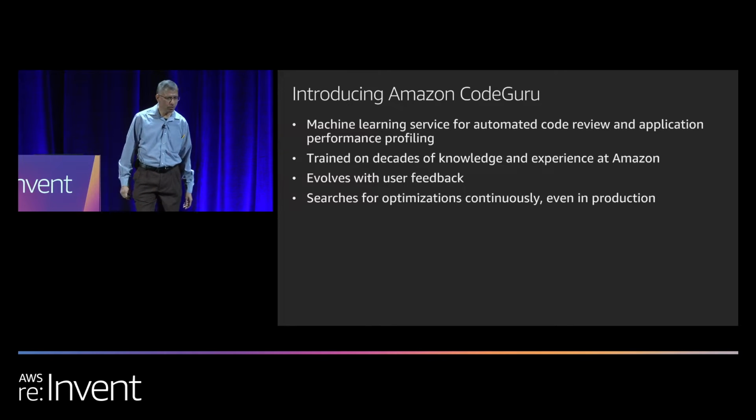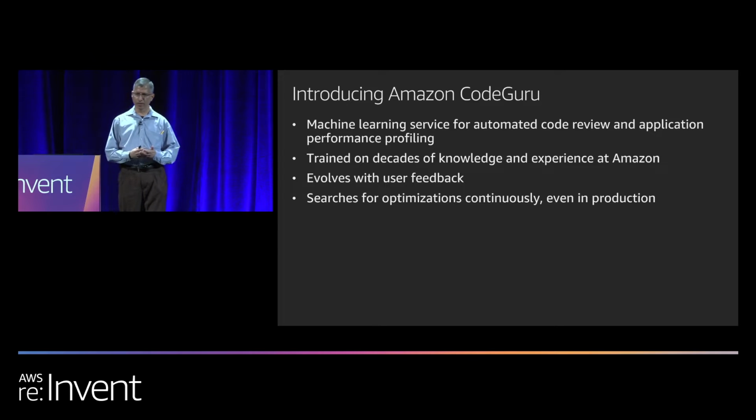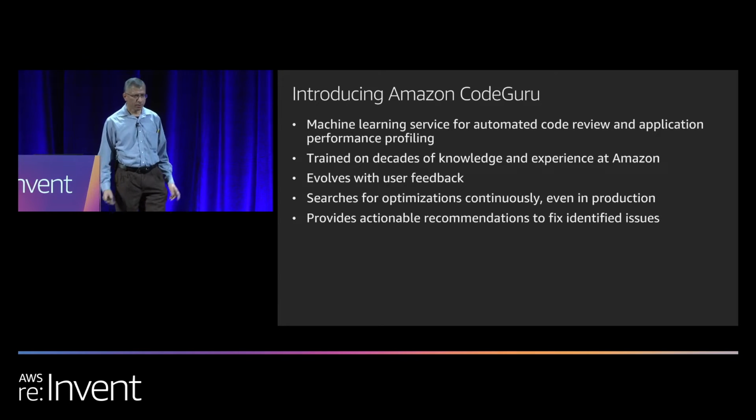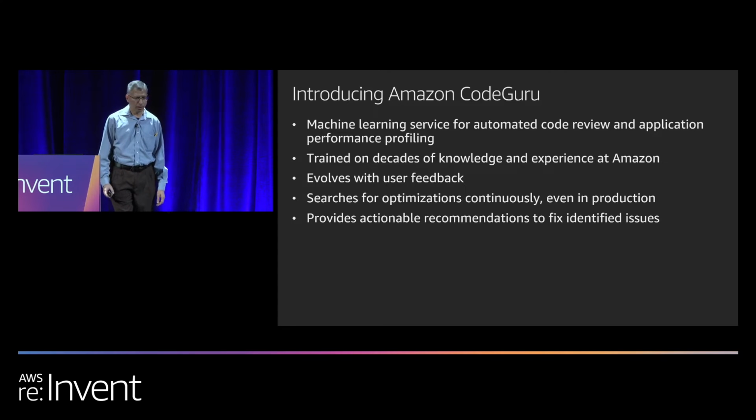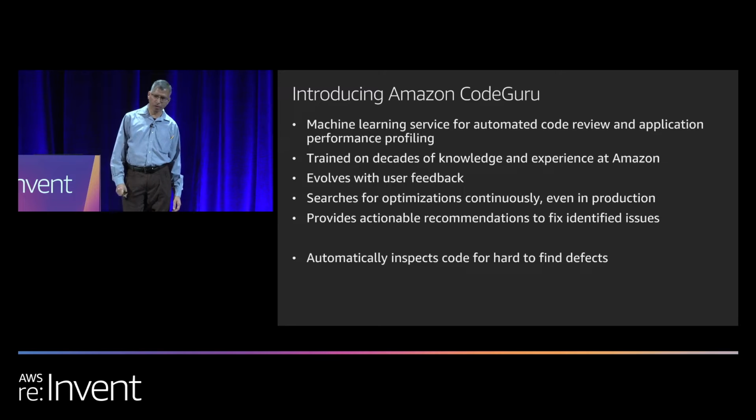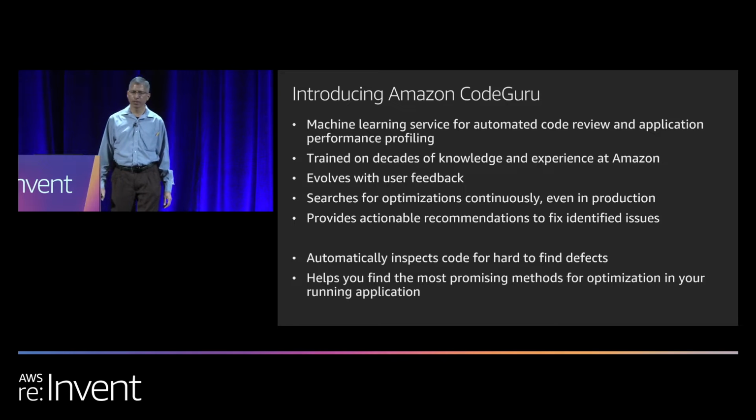And Amazon CodeGuru searches for optimizations continuously, even in production. It has a low overhead, so you don't need to worry that it's going to slow anything down. You can use it continuously in production. And it provides actionable recommendations on how to fix issues, so you're not left guessing. There is something specific, and you can agree or disagree with it and give feedback. That ties it back to the feedback, right? And Amazon CodeGuru automatically inspects code for hard to find defects, and that's the CodeGuru Reviewer, and it helps you find the most promising methods in your application for optimization.